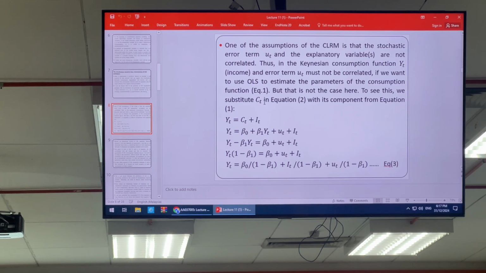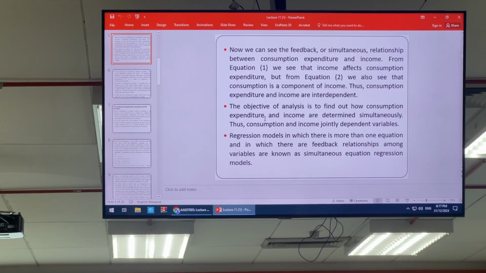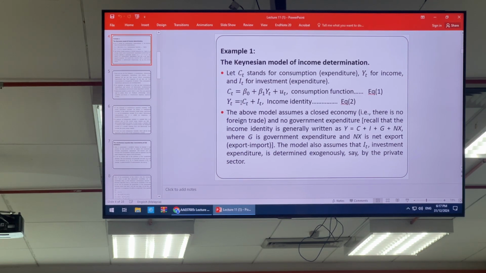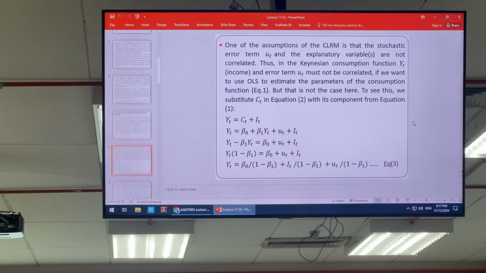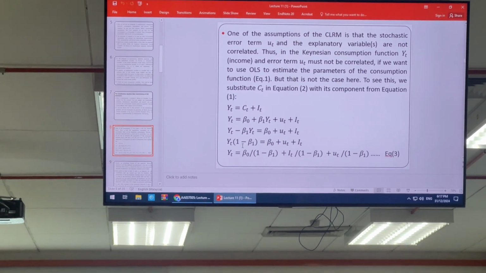Okay, so the first one replaces into the second one. So this one, ct, is equal to this one, so you put it here. Instead of ct, you use this one in order to take out the ct from the equation. So you get this, and then you rearrange. We rearrange, and then we have this one.